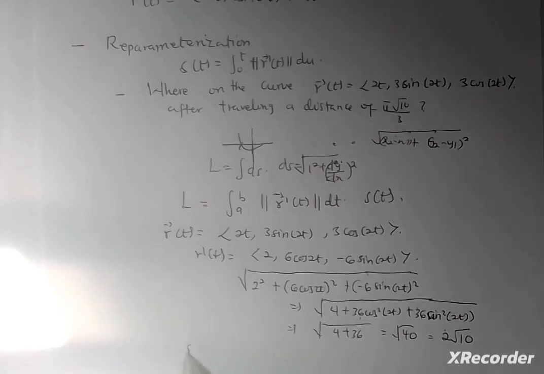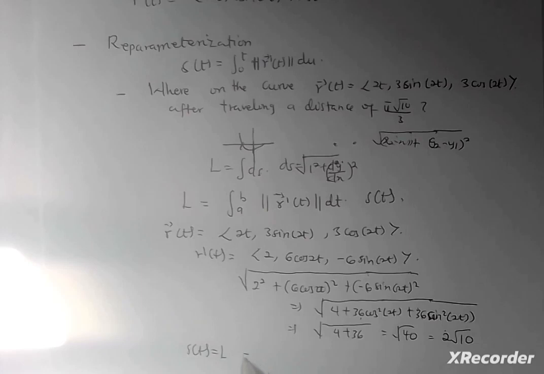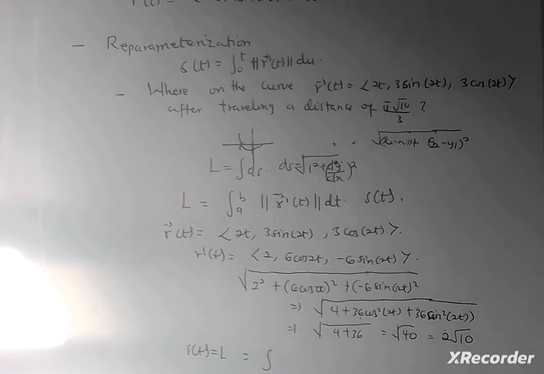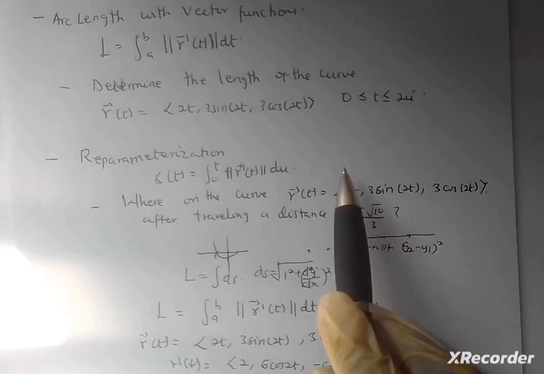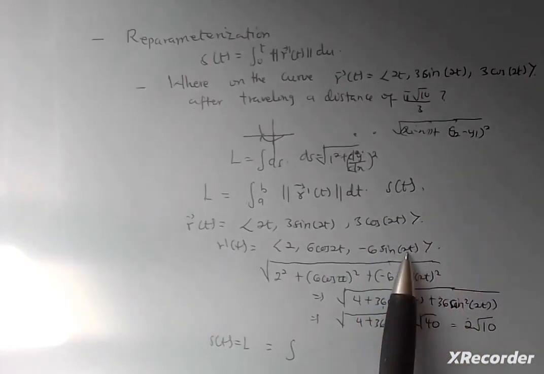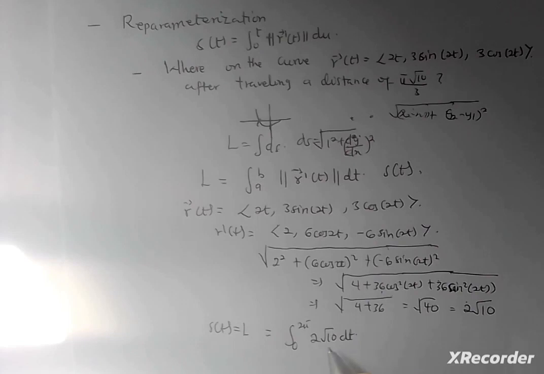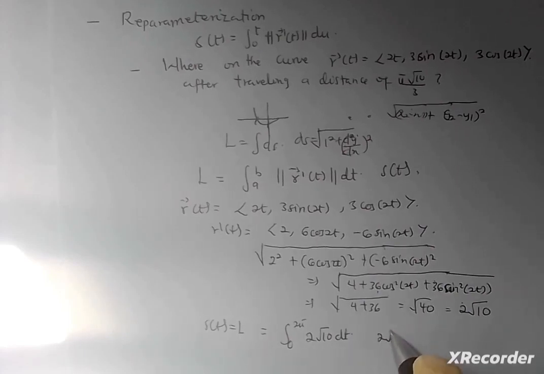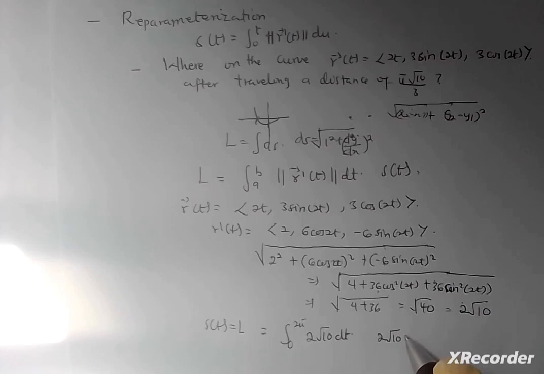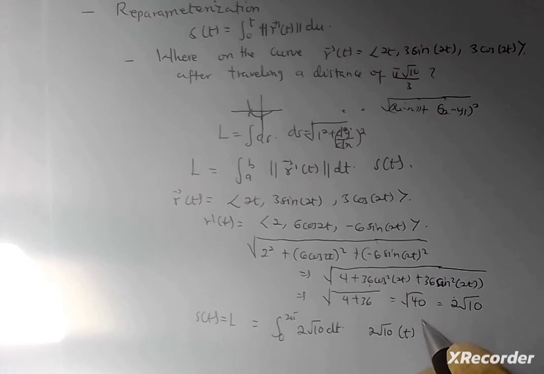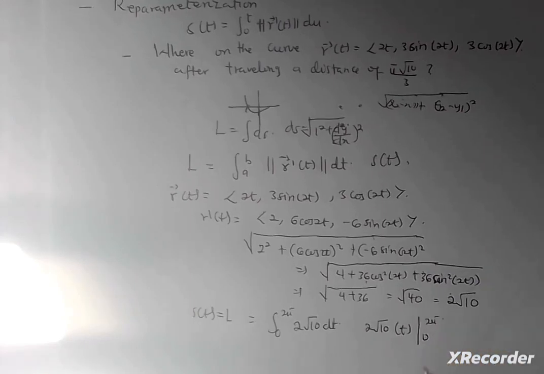I come back to my function s of t, or the length of arc, which is equal to the integral. I was given an interval from 0 to 2 pi. And this is a question, from 0 to 2 pi. So from this interval, 0 to 2 pi of 2 root 10 dt. If I integrate this, I'm going to get 2 root 10 open brackets t. Since it is a definite integral, I bring my slash 0, 2 pi.